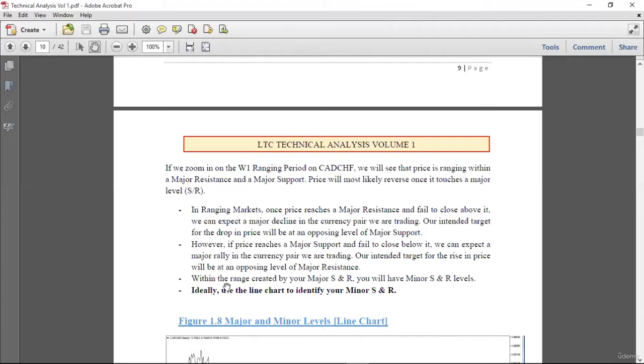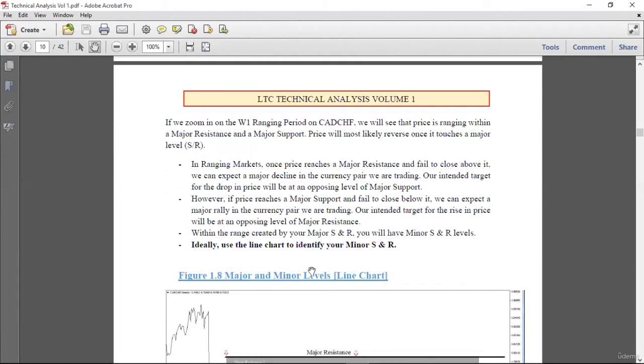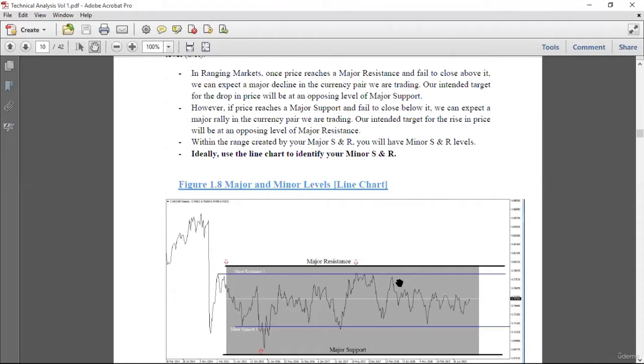Within the range created by your major support and resistance, you will have minor support and resistance levels. Ideally, use the line charts to identify your minor support and resistance. So this is your extreme high and this is your extreme low. You used your line chart to get these areas here. Then you have your minor support, these ones. You have another one here. This is where price is playing along. You have other ones here.